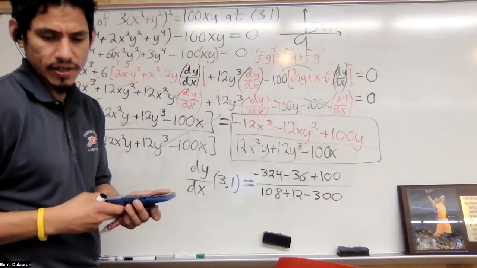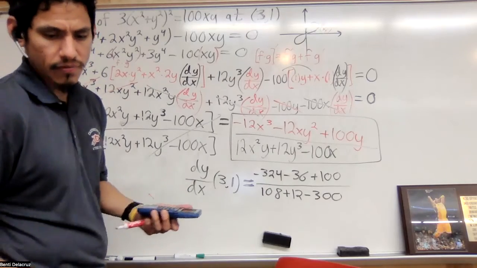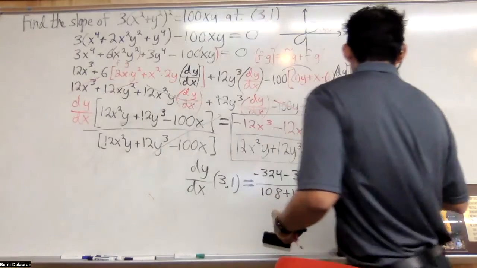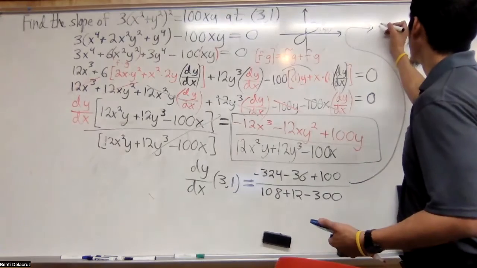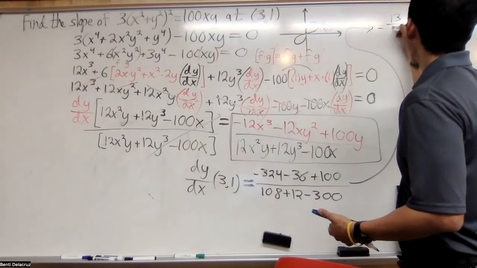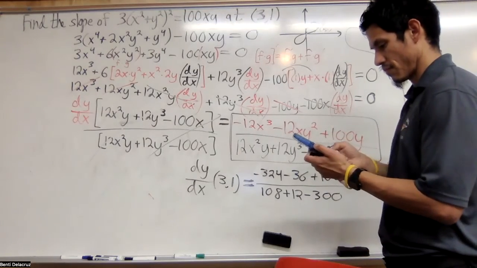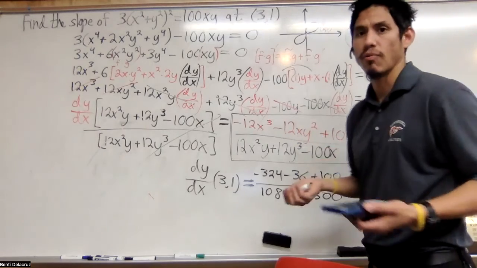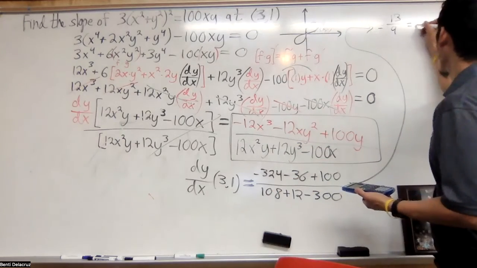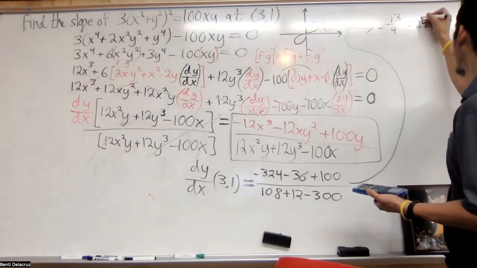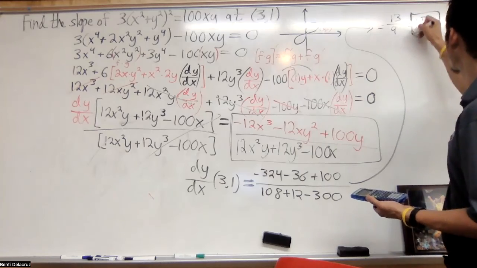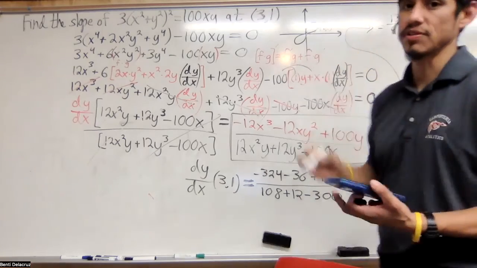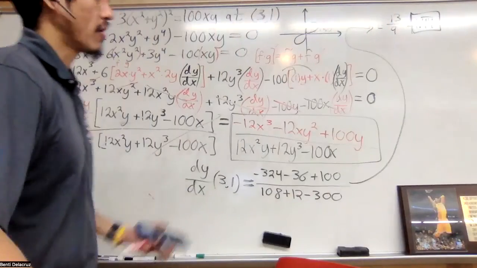And I believe that will simplify to 13 over 9. Which is about 1.44 repeating. And that makes sense because it's going to be positively sloped. All right, there you go.